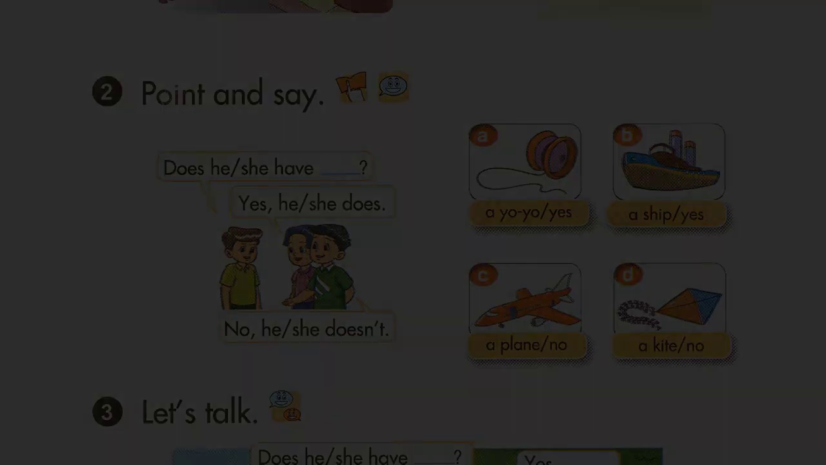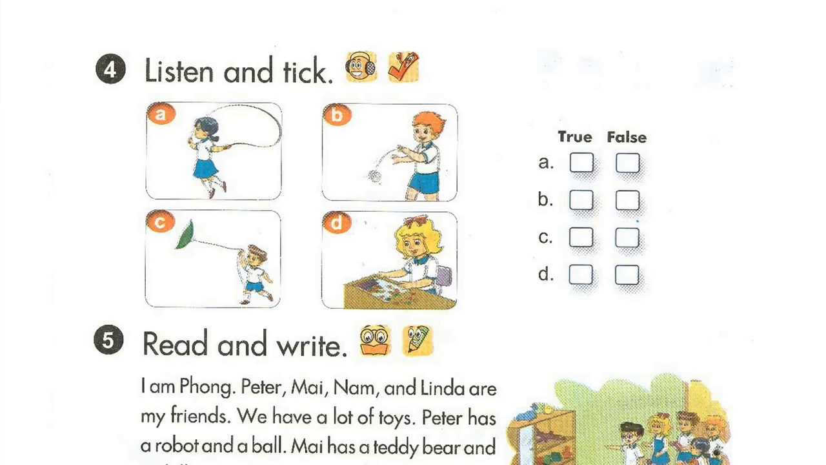Page 33. Lesson 2. Activity 4. Listen and tick. A. Does Mai have a skipping rope? Yes, she does. B. Does Peter have a yo-yo? No, he doesn't. C. Does Nam have a teddy bear? No, he doesn't, but he has a kite. D. Does Linda have a puzzle? Yes, she does.